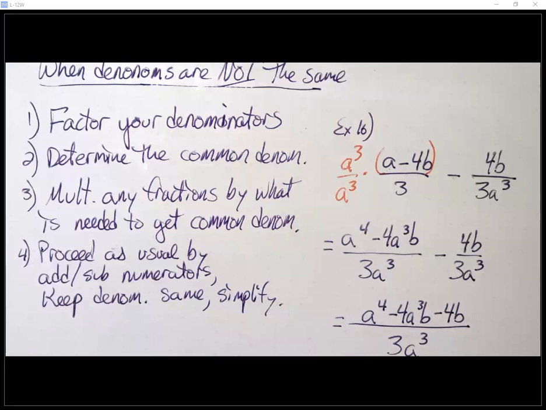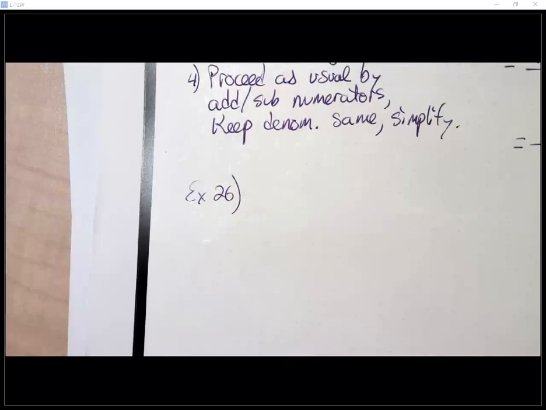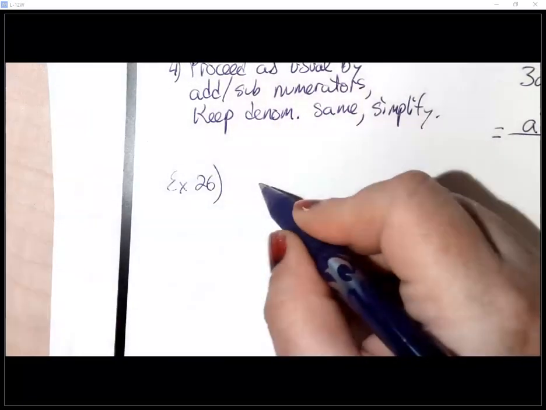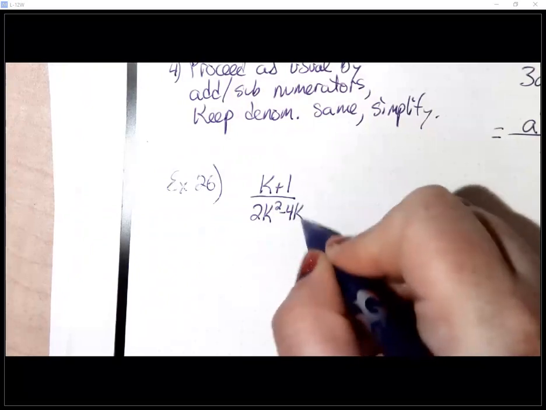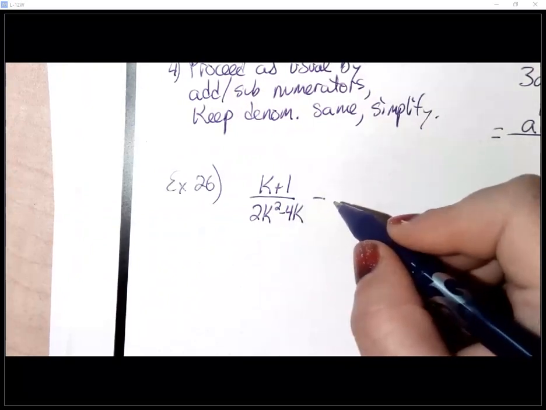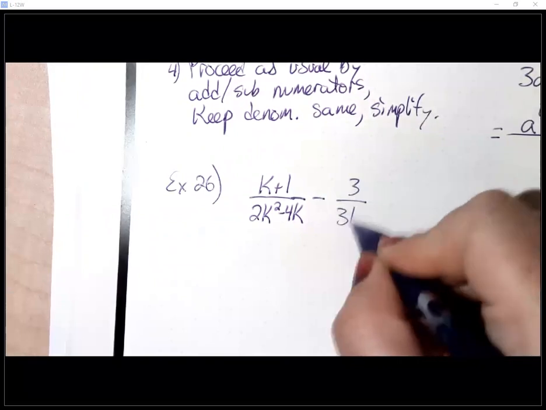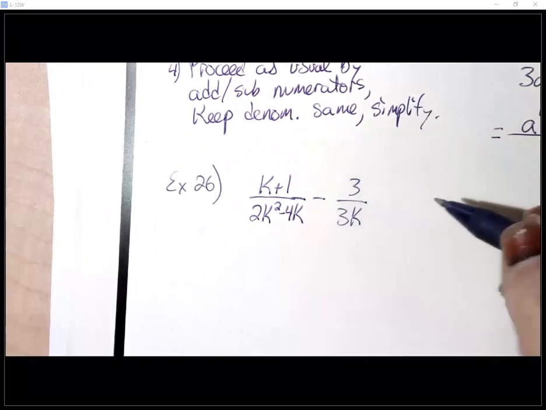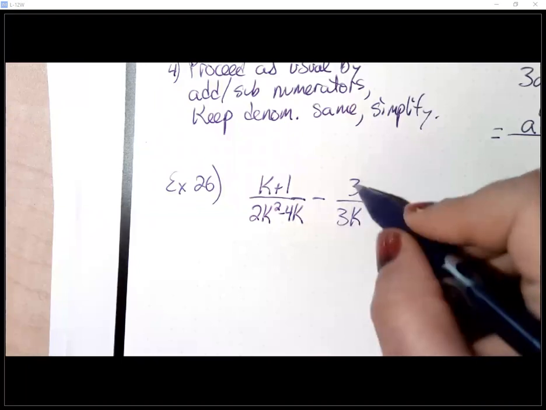Does that make sense? Let's try another one that's maybe a smidge tougher. How about something like 26, looks great. All right, 26 has k plus 1 over 2k squared minus 4k. We're going to subtract from that. Oh, you know what we could do with this particular one to just make our life so much easier? Look at this. Can't you just reduce those threes? Couldn't I? What's stopping me? 3 over 3? Let's do that. That makes it so much easier.